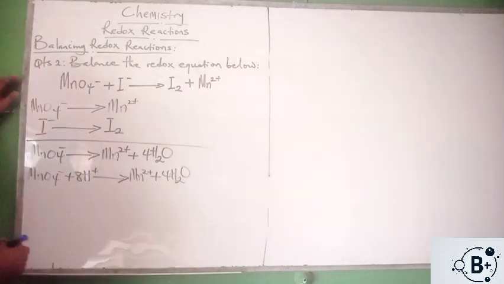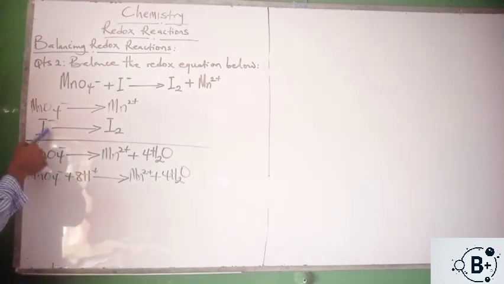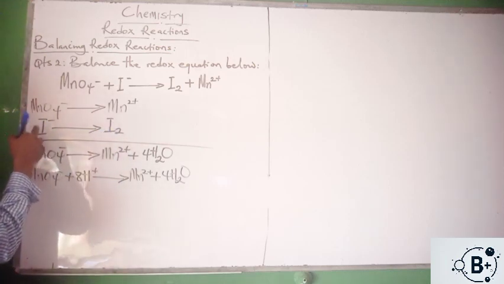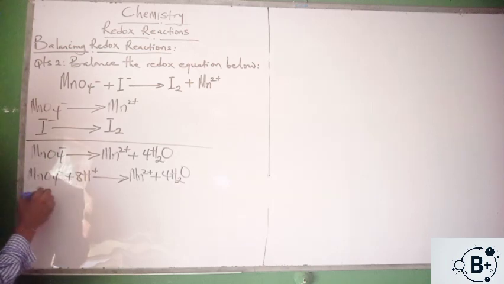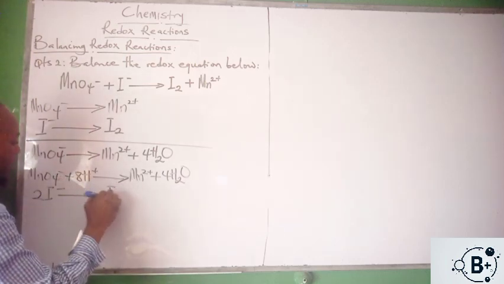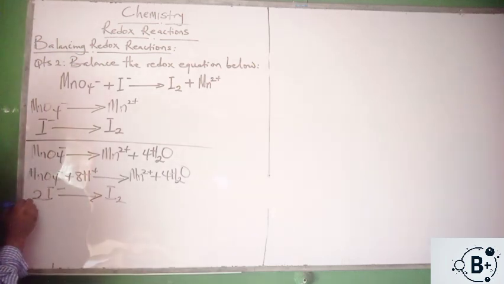The next thing we are going to do is the same thing for iodine. Iodine is 1 atom here, and here we have 2. So we are going to balance it. When we are balancing it, we write the coefficient of 2 here, to give us I2. So this one is settled now.